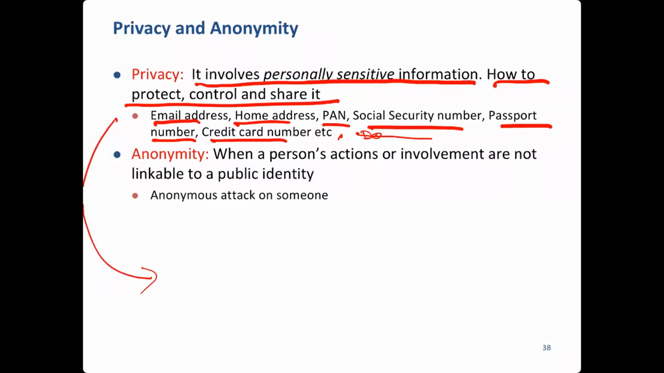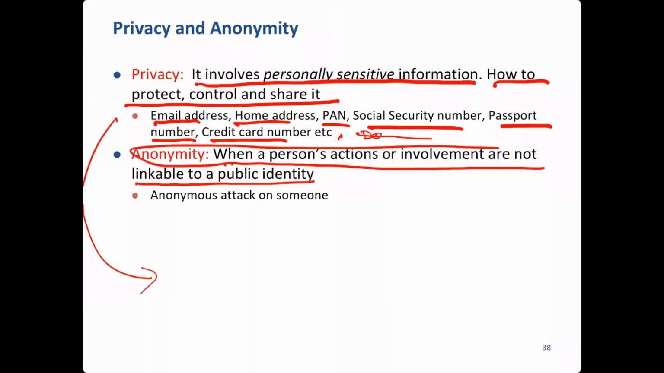Now, the opposite of that is anonymity. A person's action or involvement is not linkable to the person's identity. Now, anonymity may also not be preferred, right? Because a person can remain anonymous and do all kinds of crime.